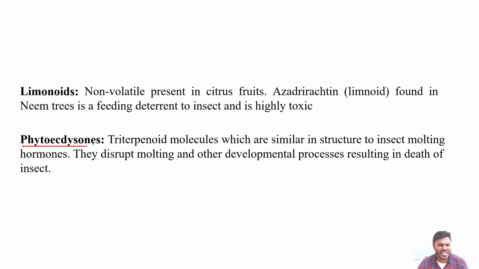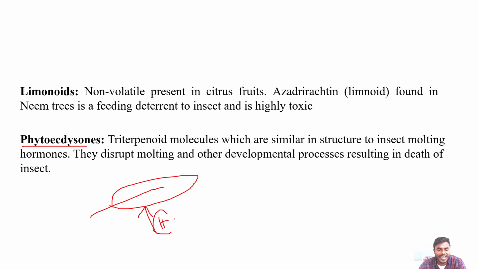I told you very clearly last time. See, suppose this is the leaf. Whenever a herbivore eats the leaf, now in the herbivore body what is present? Phytoecdysones are present. Now, phytoecdysones enter where? Into the herbivore body. Now what is the speciality? Not herbivore, insect.